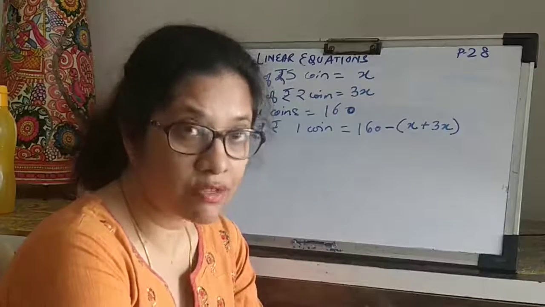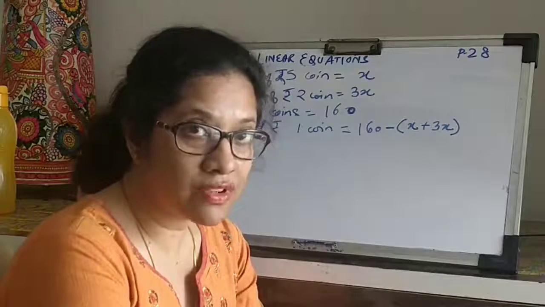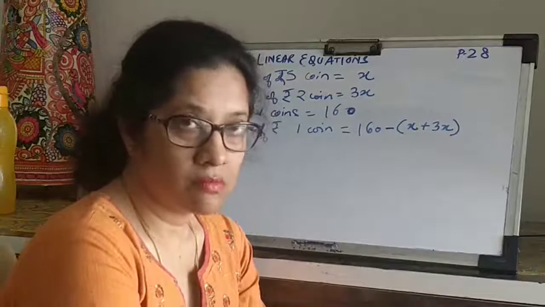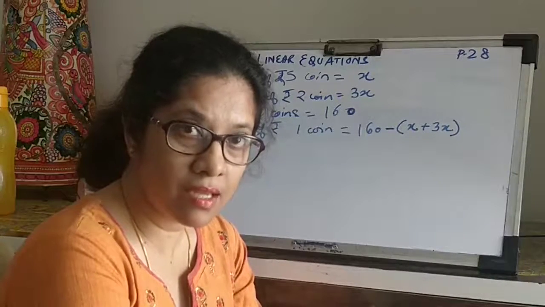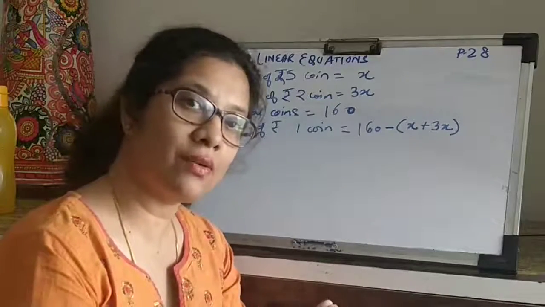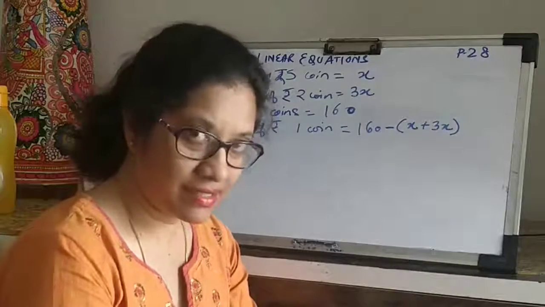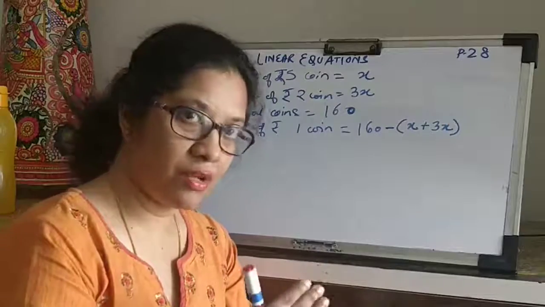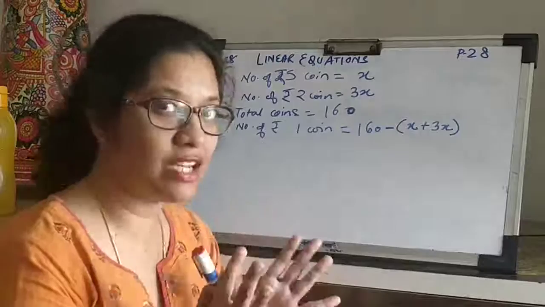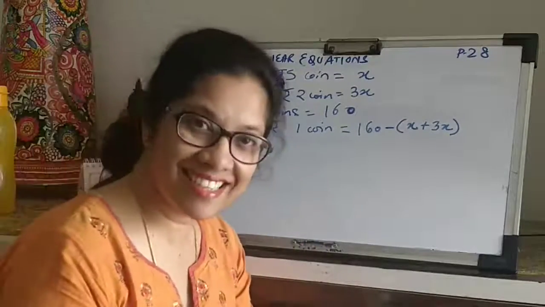How? I have the total number of coins, 160. Do I know the number of 5 rupee coins? Do I know the number of 2 rupee coins? Yes. Then I can very well find out the number of 1 rupee coins as well. How? 160 minus the number of 5 rupee coins and 2 rupee coins will give me the total number of 1 rupee coins. Correct? And if I have the number of coins of rupees 1, 2 and 5, I can simply add the values of the denominations and get the total amount, which is rupees 300.